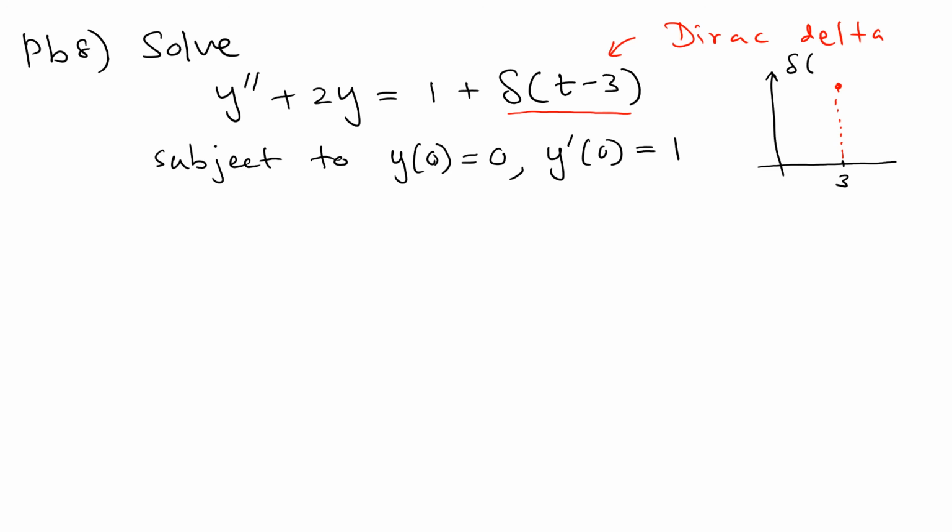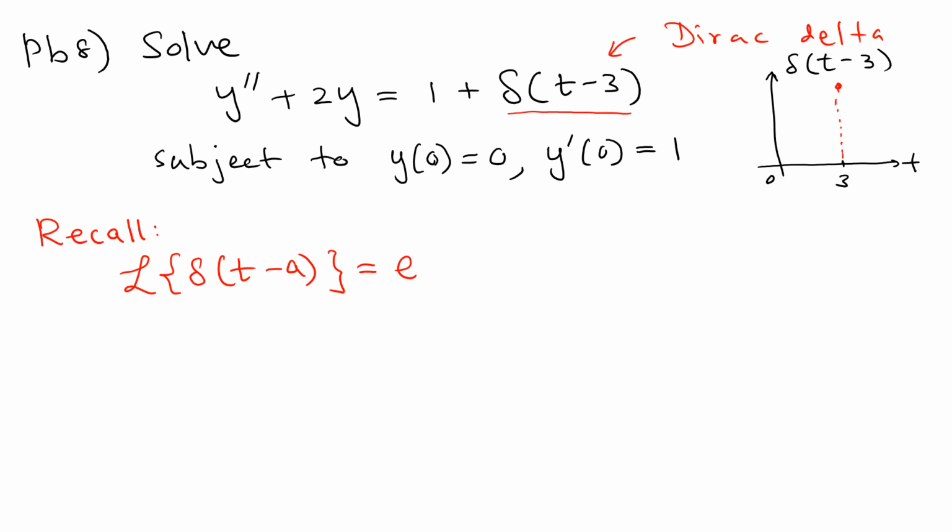Now the question is, when you have an impulse like that, how do you solve the differential equation and get the answer? The Laplace transform technique is one of the very powerful techniques to use in this case. And we know these results. Let's recall that the Laplace transform of the Dirac delta function delta of t minus a is equal to e to the minus as. So that's what we know.